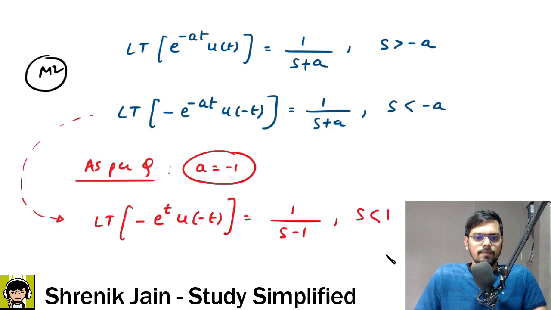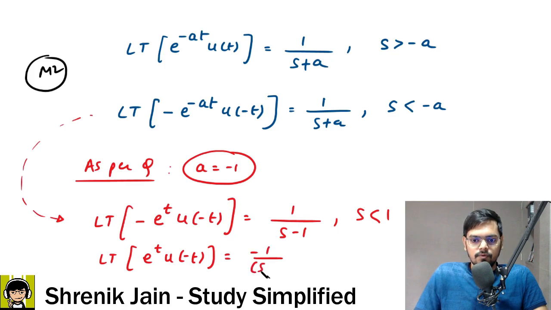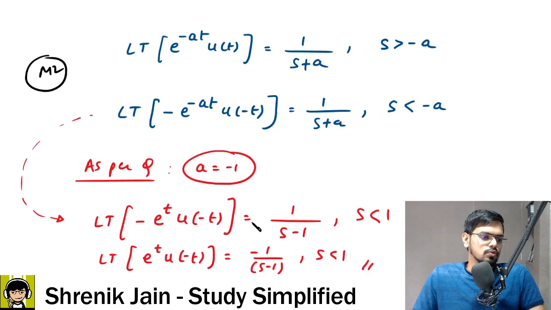Okay, but now please make a note. We needed Laplace transform of e to the power t into u of minus t. So this minus would be transferred to the right hand side, and therefore now I can happily say that this is the answer using 2 steps.